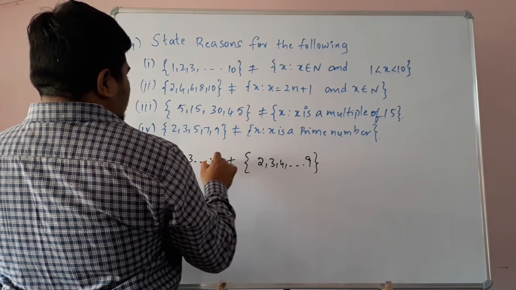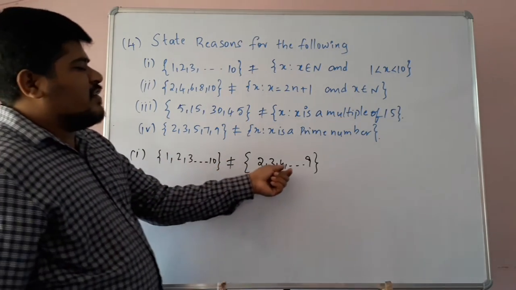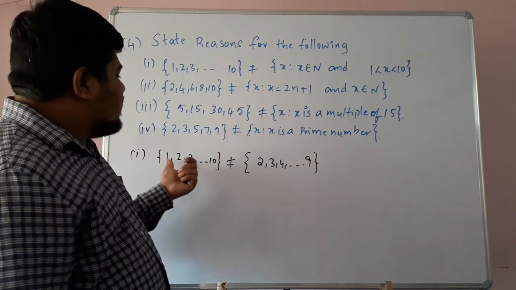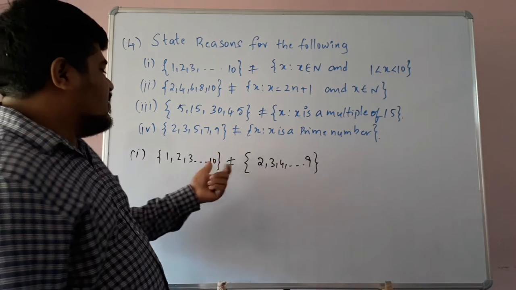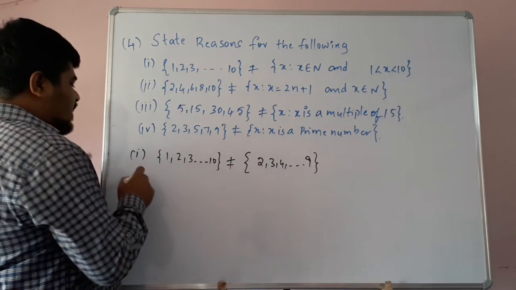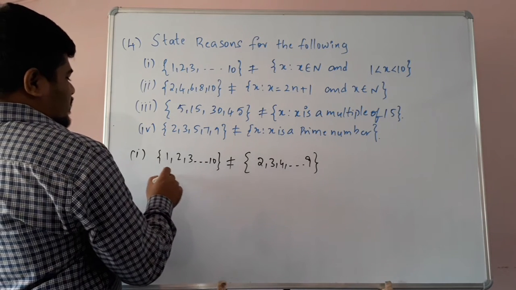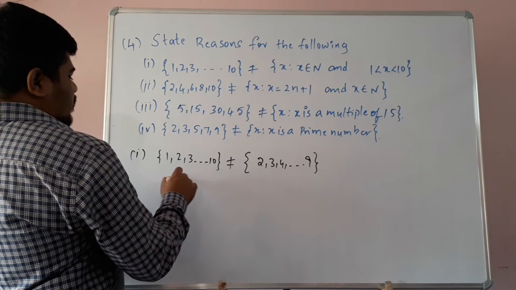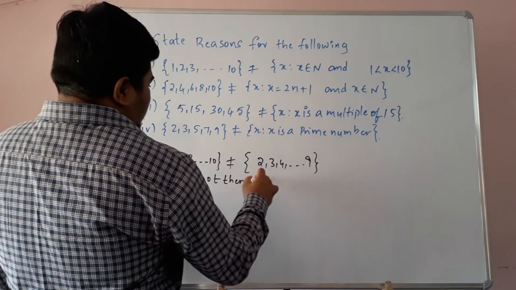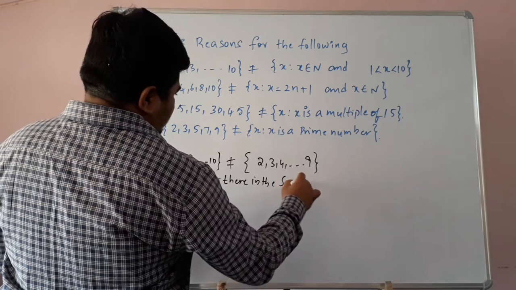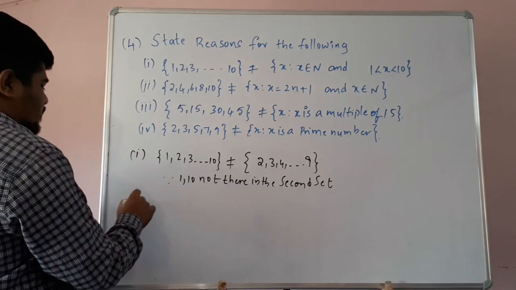The first set is 1, 2, 3, and so on to 10, means 1, 2, 3, 4, 5, 6, 7, 8, 9, 10. Here, in the second set, 2, 3, 4, 5, 6, 7, 8, 9 only. 1 is there in the first set, in the second set not there. 10 is there in the first set, in the second set not there. So the first set is not equal to the second set. This is correct. So what is the reason? Since 1 and 10 are not there in the second set.